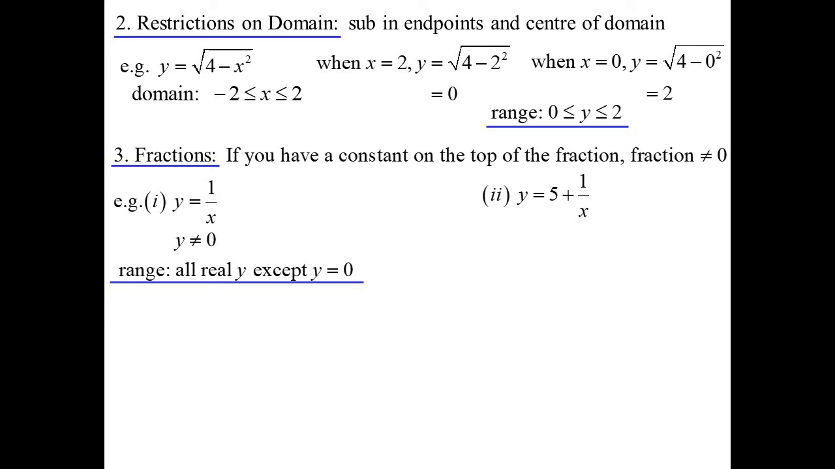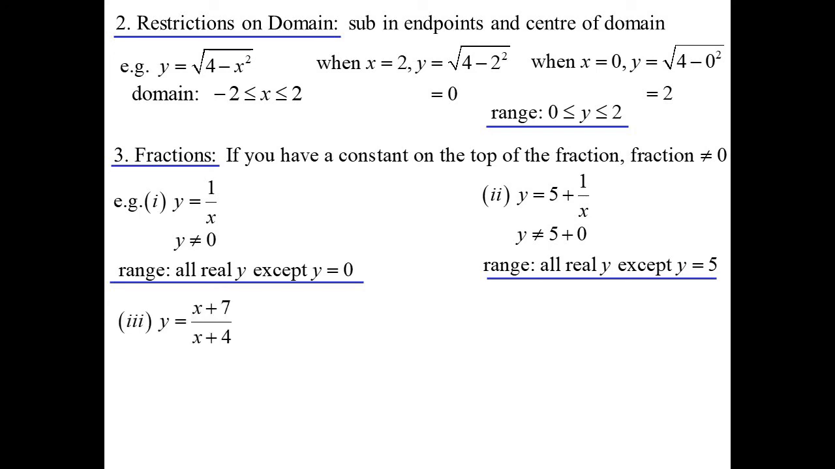5 plus 1 on x then, very similar to what I was doing before. Well, I know the fraction can't equal 0, so therefore we get a range, all values except 5. This one's a little bit more involved. x plus 7 on x plus 4. What do I do here? Well, what I do with this one is a polynomial division, I suppose. But I'm rewriting that fraction as 1 plus 3 on x plus 4. Now I've got a constant on the top of the fraction. So I know that fraction can't equal 0.